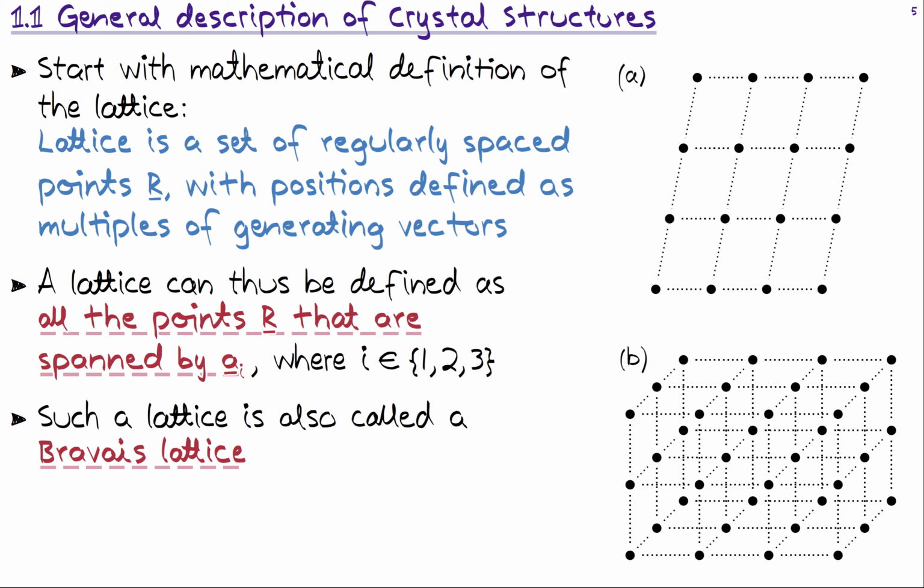There are 14 different kinds of Bravais lattices, so there are many, but on the other hand, not too many. And symmetry-wise, hell breaks loose when we start putting something different than just singular points into these lattice points. But more on that later.